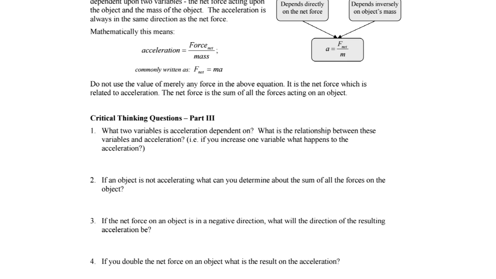So what two variables is acceleration dependent on? Well, force and mass. The three are just inextricably linked. What is the relationship between these two variables and acceleration? If we increase force, we will increase acceleration. If we increase mass, we will decrease acceleration. If an object is not accelerating, what can you determine about the sum of all forces on the object? They are zero. If the net force on an object is in a negative direction, what will be the direction of the resulting acceleration? Also negative.